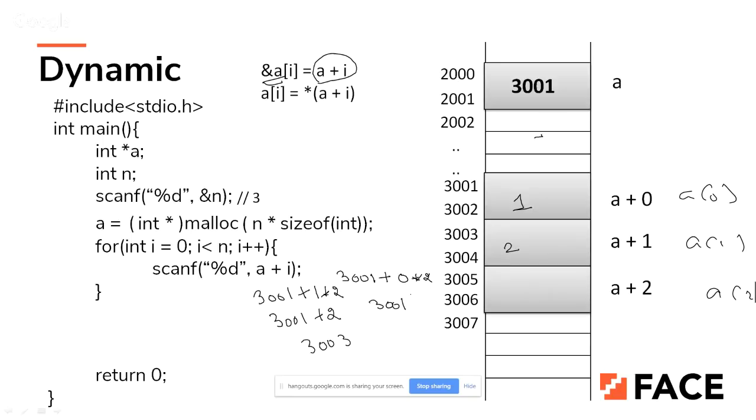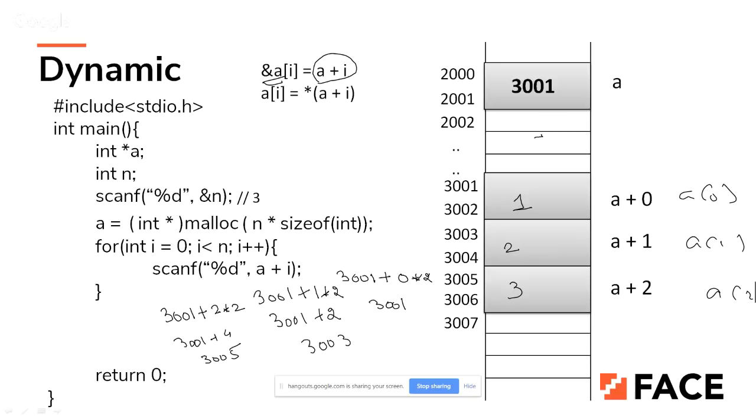Now the value of I will be incremented to 2. 2 less than 3, the condition is true. So it will go for A plus I. The value of A is nothing but 3001 plus the I value, which is 2. So when I go for pointer arithmetic, it is 2 into the size of the data type. The size of the data type is 2. So it will give 3001 plus 4, which is nothing but 3005. The value stored in 3005 will be 3, so in the address 3005, the value 3 will be stored.